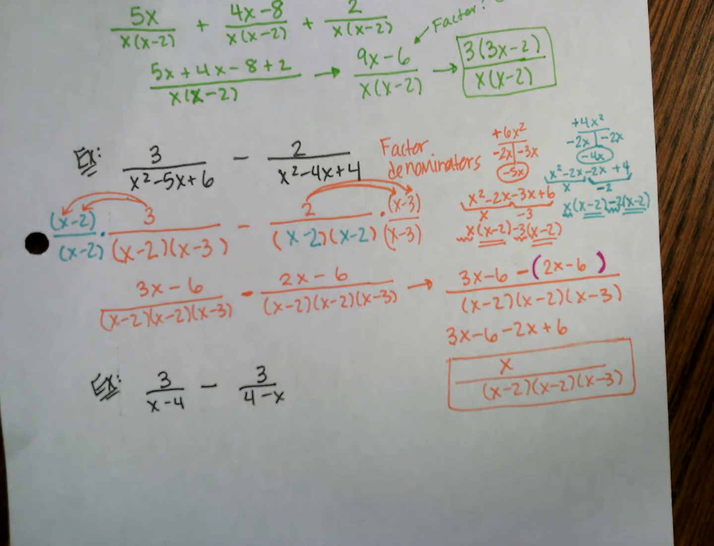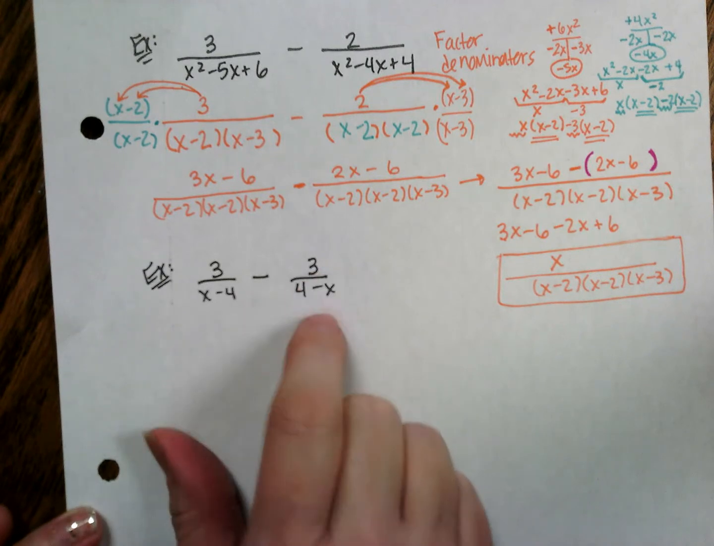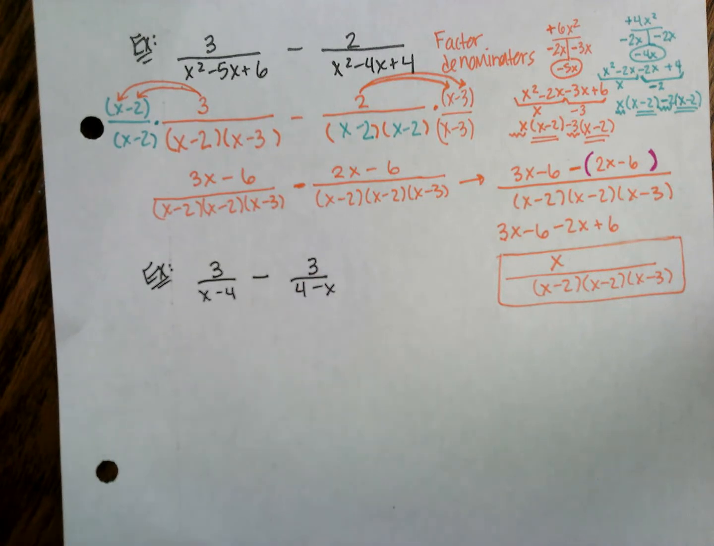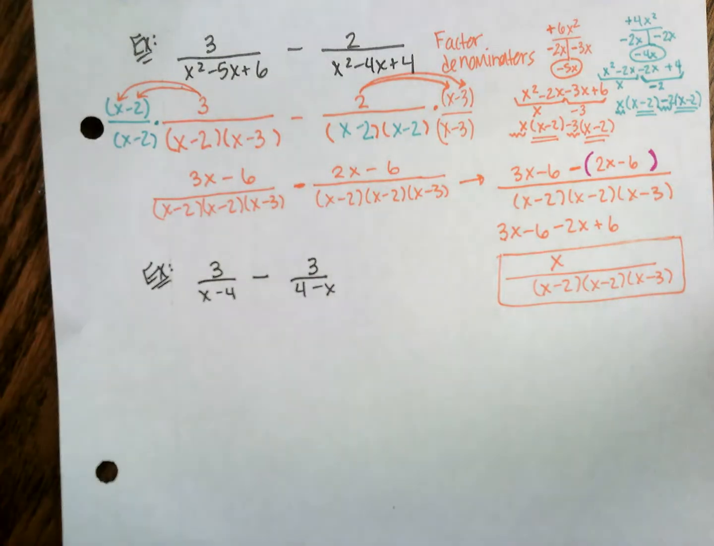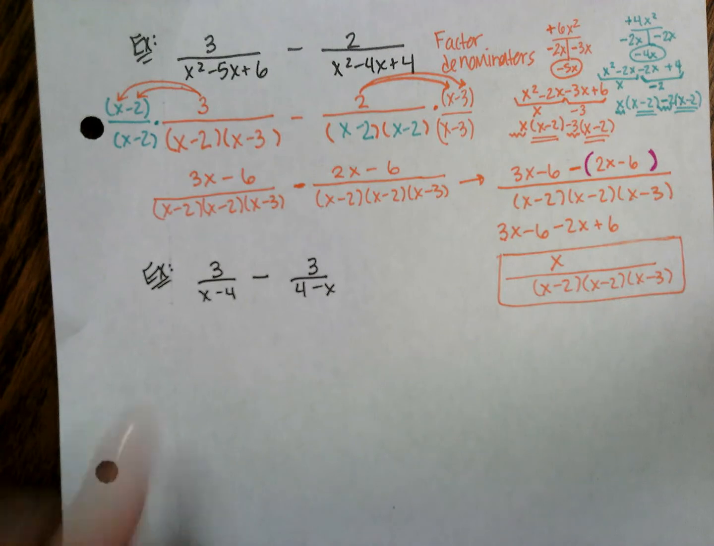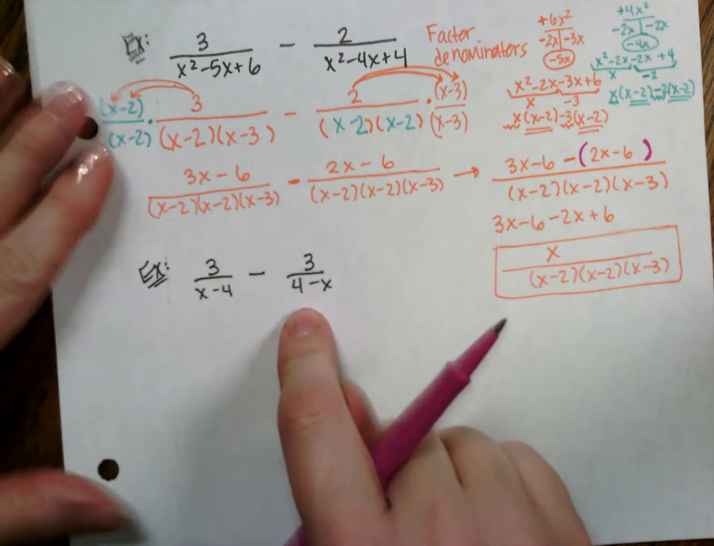Okay, we're on our last problem here, guys. We have 3 over x minus 4 minus 3 over 4 minus x. So here's a trick I can show you to save a little bit of time when this kind of thing happens. See how the x minus 4 and the 4 minus x are almost the same?